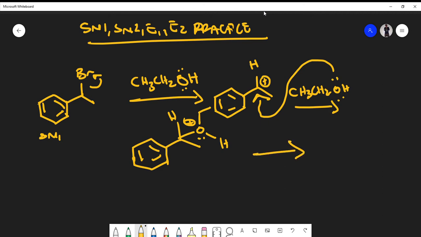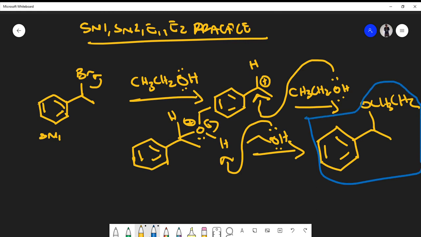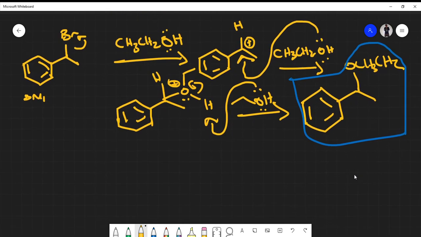And for the last step of the reaction, another molecule of ethanol comes in and acts as a base. It takes off the hydrogen, puts the lone pair on the oxygen, and essentially we get the final product, OCH3CH2. So this will be our final product. Not only are we predicting the final product, we're also going through the mechanism if necessary.